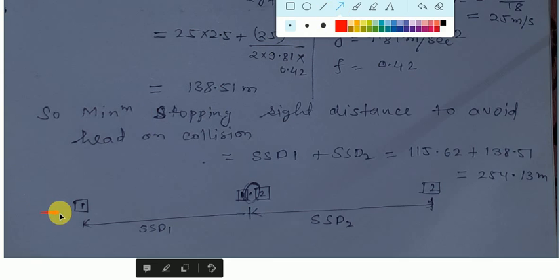Vehicle 1 is moving in this direction and vehicle 2 is moving in the opposite direction, in the direction of these arrows. So to avoid collision, we have to allow vehicle 1 with SSD1 and vehicle 2 with SSD2. So the minimum stopping sight distance to avoid head-on collision will be equal to SSD1 plus SSD2, which is 115.62 plus 138.51, equal to 254.13 meter.